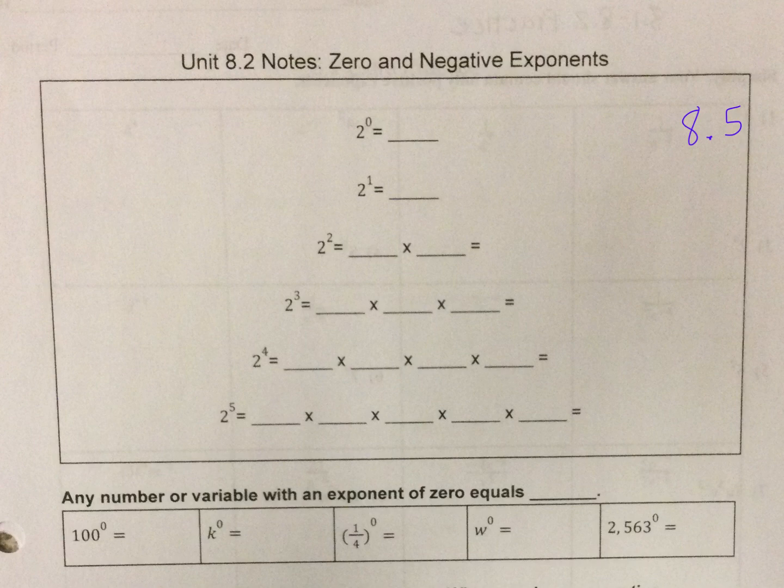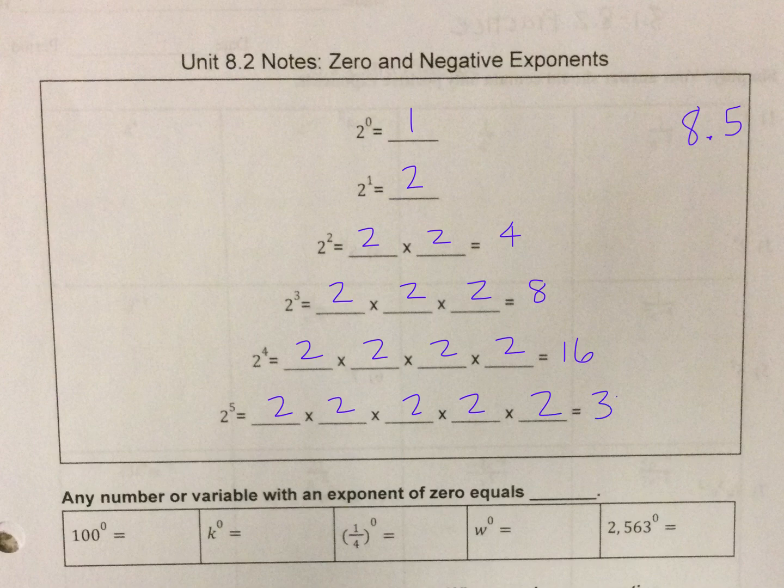Okay, 2 to the 0 power is always 1. 2 to the first power is 2. 2 to the second means 2 times 2, which is 4. 2 to the third power means 2 times 2 times 2, which is 8. 2 to the fourth is 2 times 2 times 2 times 2. That is 16. 2 to the fifth is 2 times 2 times 2 times 2 times 2, which is 32.